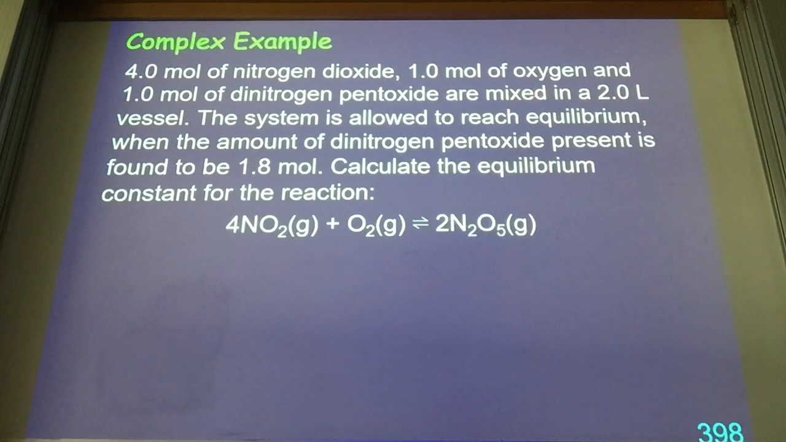But we do know that we started off with 1 mole of N2O5, we ended up with 1.8 moles of N2O5. So we can see that 0.8 of a mole of N2O5 was produced. So by applying mole ratios, we can work out how much NO2 and O2 were consumed. So do a little bit of stoichiometry. It's not difficult stoichiometry, but it is easy to get confused. So we draw up something known as an ICE table.